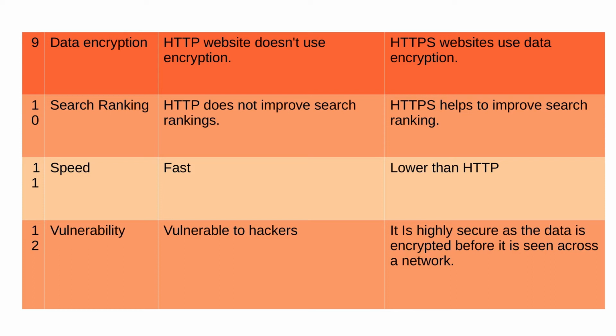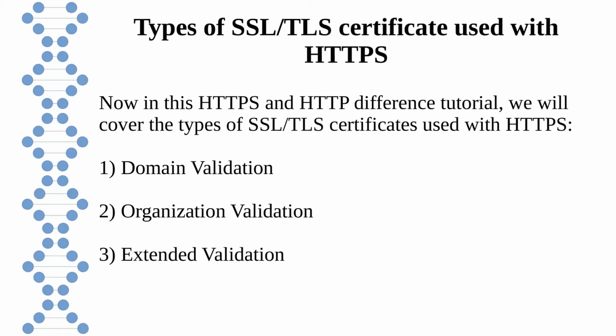HTTP is faster, whereas HTTPS is slower than HTTP. The last, HTTP is vulnerable to hackers, whereas HTTPS is highly secure as the data is encrypted before it is sent across a network. Types of SSL or TLS certificates used with HTTPS.